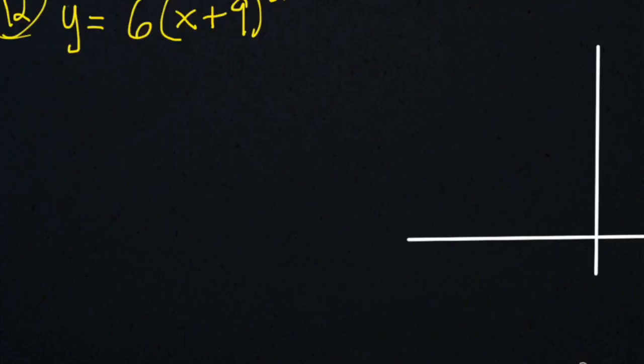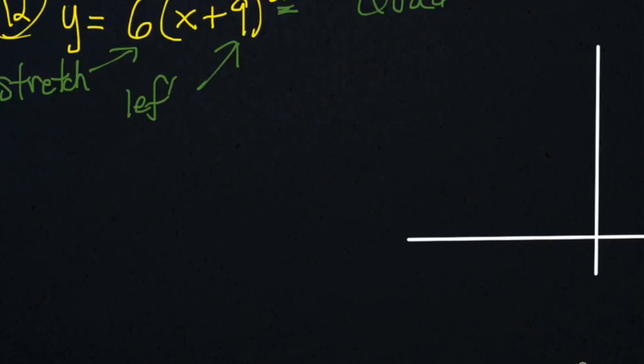Last one on this particular video is what kind of function is number 12? Well, I see that square. Square means quadratic. Means I know it's a U shape. The 6 out front, that's going to be a stretch, right? We're going to get tall and skinny. 9's on the inside with the X. Inside has to do the opposite.